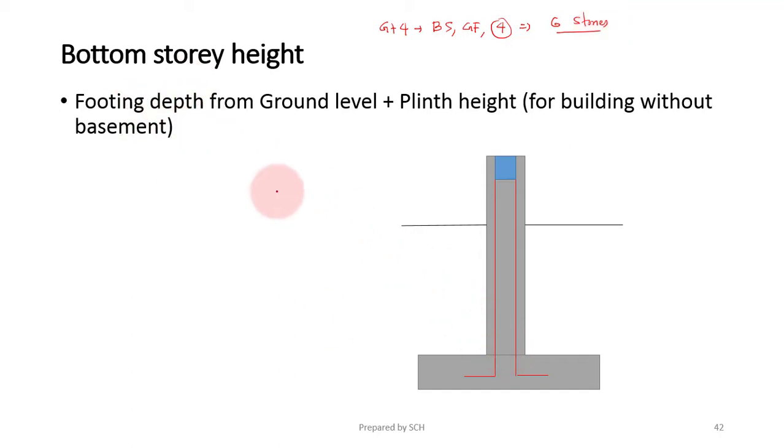Now let us understand what the bottom story height is. In ETABS, the base is measured from the bottom face of your foundation. This is the foundation, so this is the bottom face, and this is our plinth beam. So we are taking this height as 2 meter. Okay, and this may be the ground level.